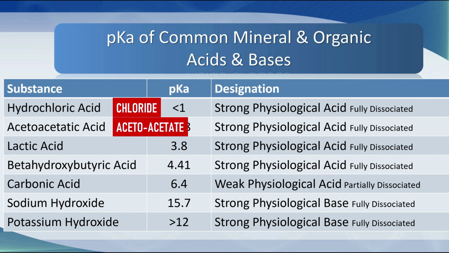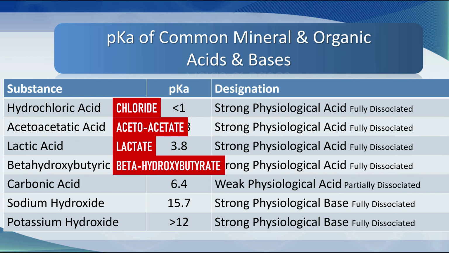Lactic acid has a pKa of 3.8, is a strong physiologic acid, and when we see it in the body it's known as lactate. Beta hydroxybutyrate has a pKa of 4.41, which means that it's fully dissociated at all physiological pH levels. In the body, we know it as beta hydroxybutyrate. This is a ketone, as is acetoacetate.